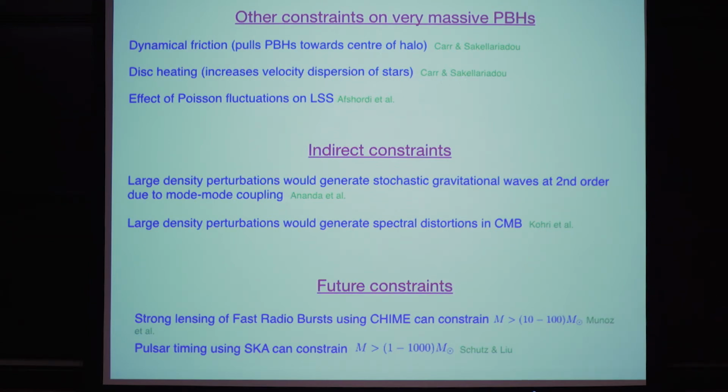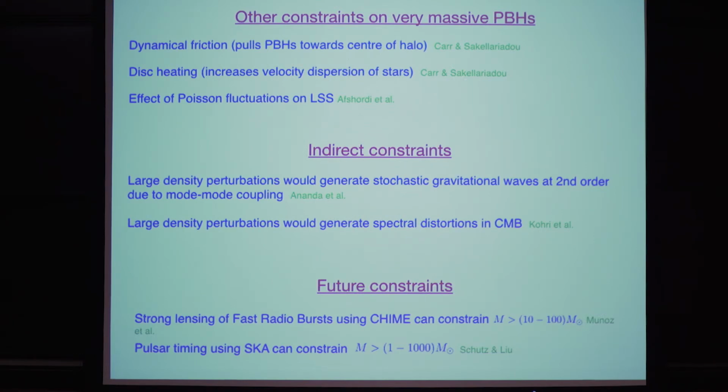It's not a general thing that can be put on a plot, but if you've got an inflation model that you think produces interesting numbers of primordial black holes, you probably need to worry about this. Similarly, large density perturbations on some scales at least could generate spectral distortions in the CMB. And again, this is something that applies to very massive black holes.